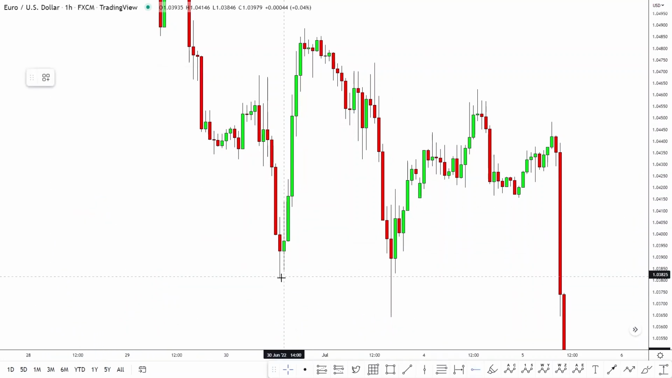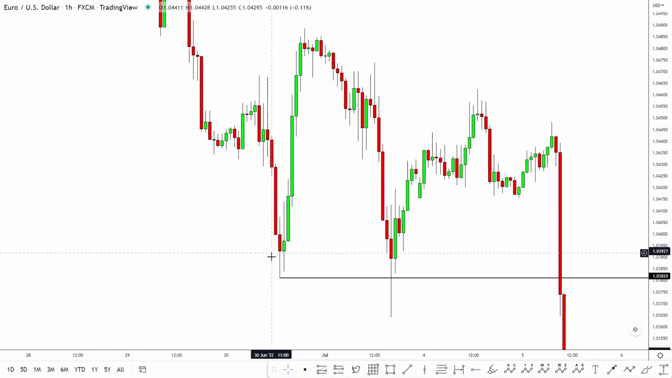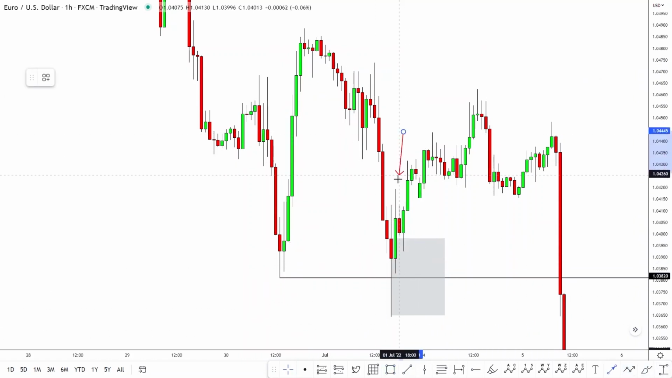So from here, we can see that we have our low. This low here is being broken. So let's draw the zone. We draw the zone like this. Then we can see that we have a bearish candle. Then price touched the zone, then closed bullish.